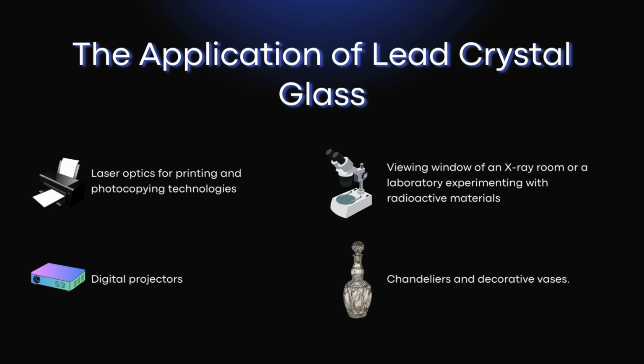Second thing, we go to the digital projectors. In school you can see many digital projectors, so I think it's normal to see them. It's quite weird if you have never seen projectors, unless you live in the jungle. Next, viewing windows of an X-ray room or a laboratory experimenting with radioactive materials. This one you can see almost at a hospital, which means you can go to the laboratory and there's a thick glass there and it's made of lead crystal glass.